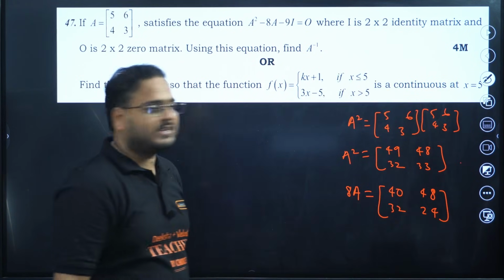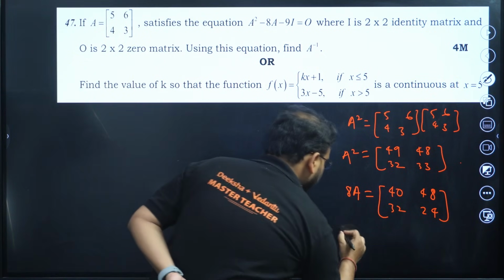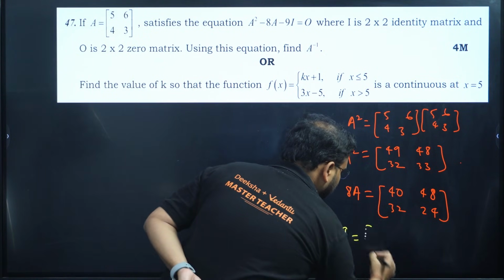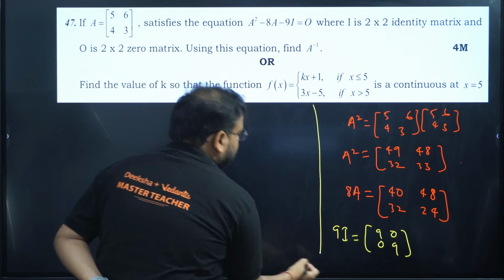So I've got this 8A also. Next is finding 9I. So find 9I now. 9I will be [9, 0; 0, 9]. Now take the LHS side, please.